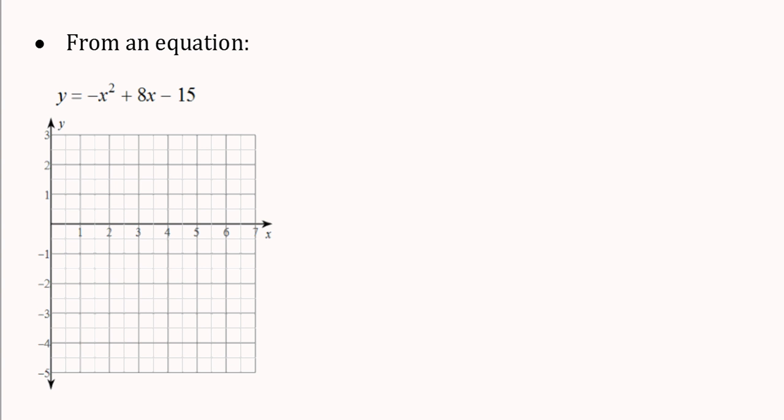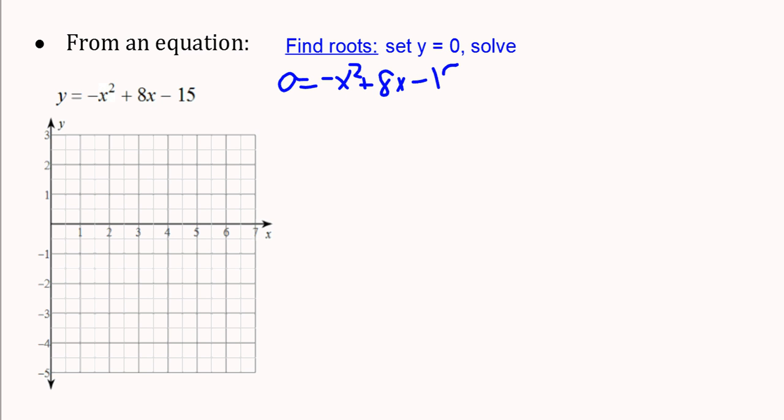Okay, so now that I've looked at parabolas, I can talk about how to graph one if all we have is an equation. Now generally where we want to start is by finding the roots. This is a good place to begin, and we said that I can do that by setting y equal to 0. So if I set y equal to 0 here, I'm going to have 0 equals negative x squared plus 8x minus 15. Okay. And I'll solve that equation.